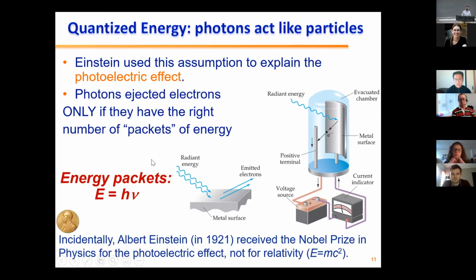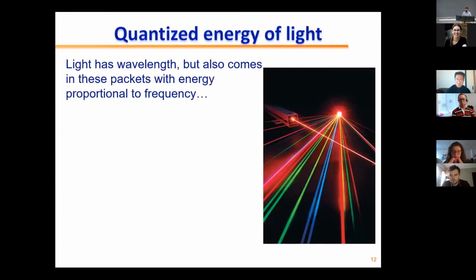This is cool. It's also interesting to note that's what Einstein won his Nobel Prize for, right? Was this photoelectric effect. In other words, light turning into electricity effect, not for relativity. E equals mc squared is something different. That's pretty interesting. Okay. So light has a wavelength, but it also comes in packets with energy proportional to frequency. We can put these equations together. We get energy equals Planck's constant times the speed of light divided by its wavelength.